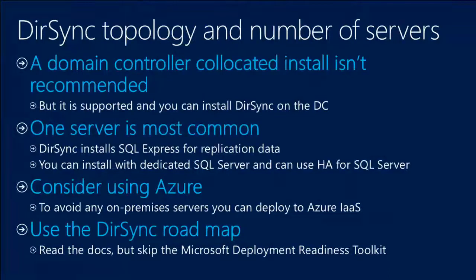Okay, so I'll come to that in a moment. Consider using Azure. You can deploy DirSync in Azure. We have an article that shows you how to do that. Essentially, you're going to be creating a VPN from on-premises into a few servers in Azure Infrastructure as a Service, and you're going to install DirSync and a domain controller up there.